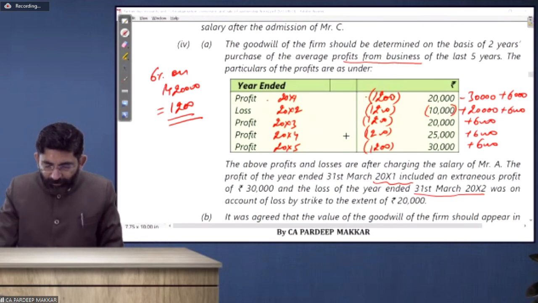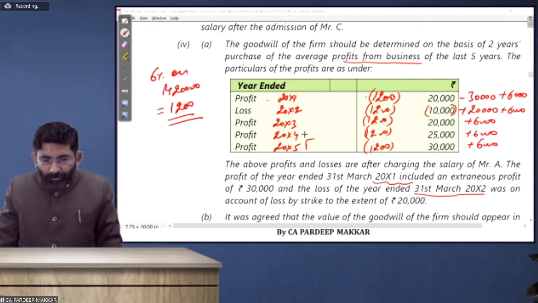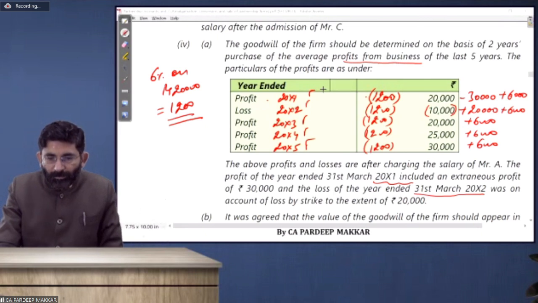Is that clear? Last 5-year profit. Exactly, beta, last 5 years. Okay, last 5 years went for that: 2015, 2014, 13, 12, and 11. Yes, good. Clear up to this?